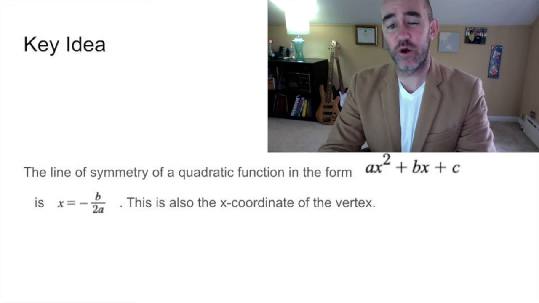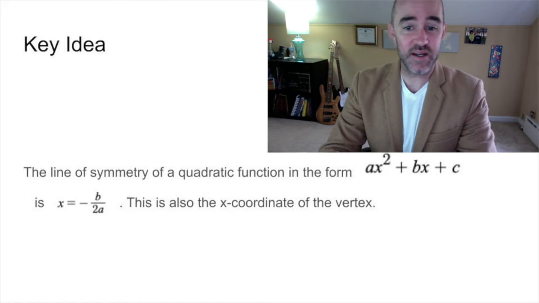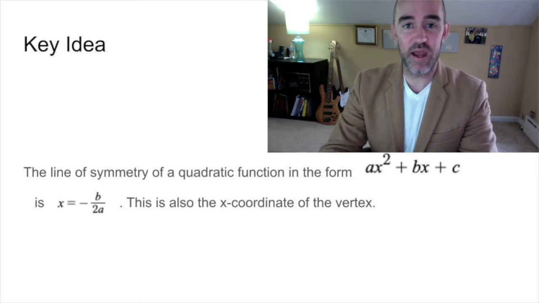I just wanted to stamp for you the key idea behind today's lesson, which is that the line of symmetry of a quadratic function in the form ax squared plus bx plus c, standard form, is x equals negative b over 2a. This is also the x-coordinate of the vertex.